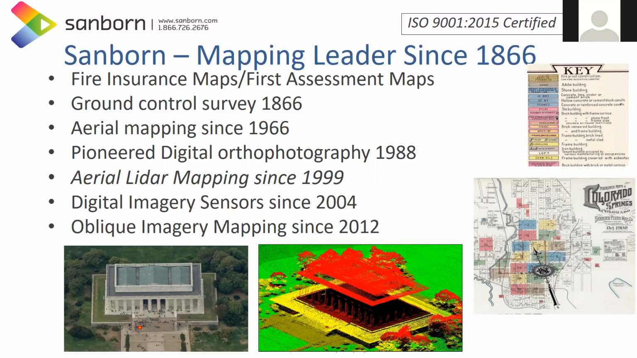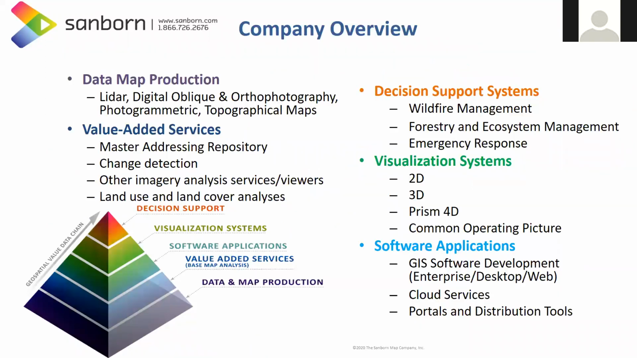Aerial LiDAR mapping started in 1999. We were early adopters when large format digital cameras came into the marketplace in 2004, and we have been providing oblique imagery services since 2012. In terms of services, we are a 100% end-to-end mapping company, starting from data collection involving vertical imagery, oblique imagery, aerial LiDAR, and also the processing of imagery and LiDAR, and finally, related GIS services.